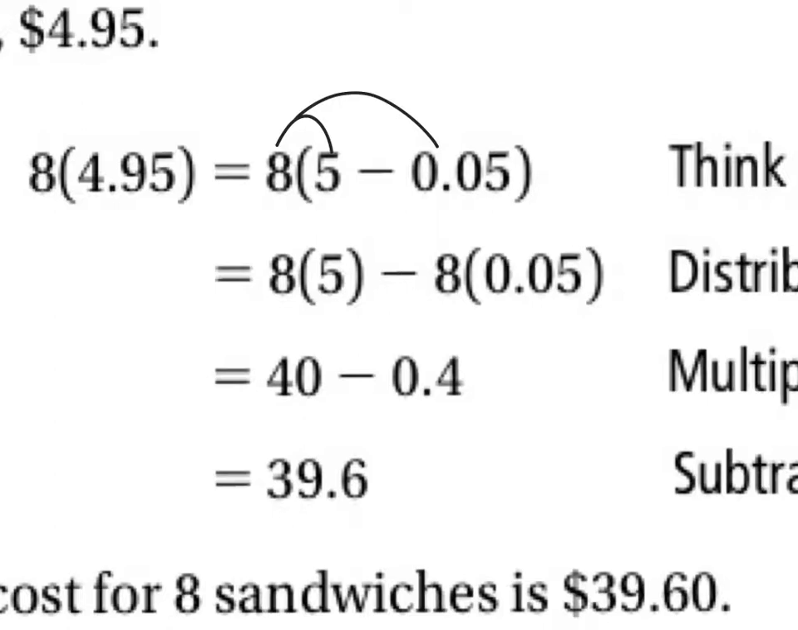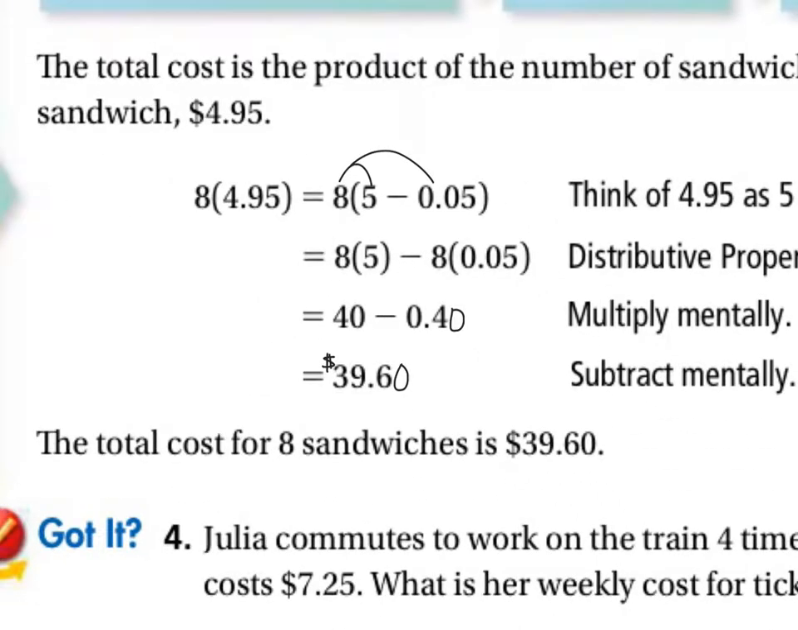So 8 times 5 is 40. 8 times 5 cents is 40 cents. Maybe we put a 0 there since it's money we're talking about. And then $40 minus 40 cents is $39.60. Okay, so again, just a way that potentially if we were trying to think this in our head that we could do that a little bit quicker maybe.